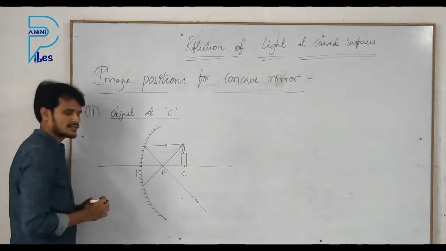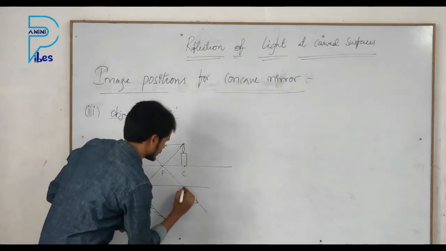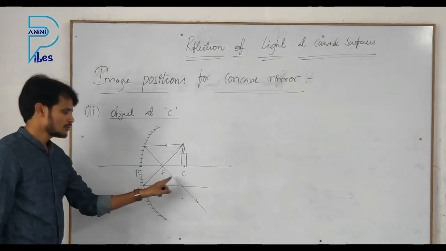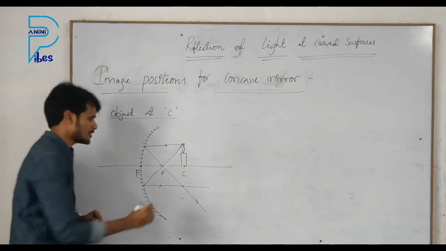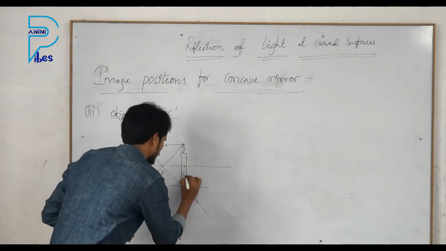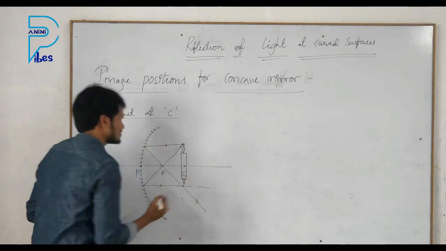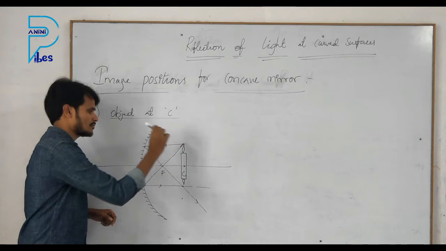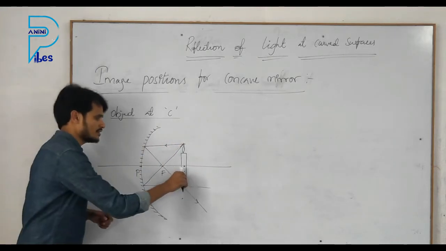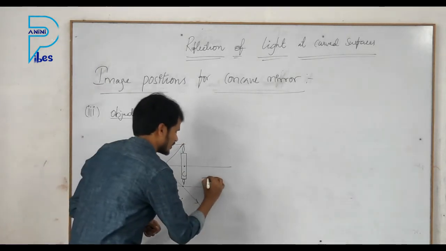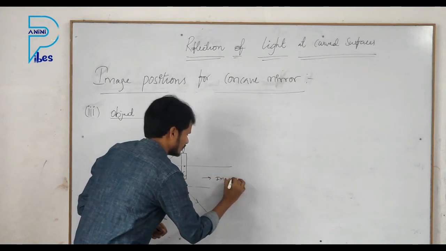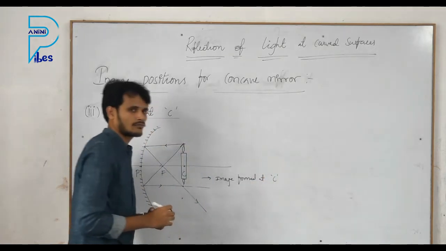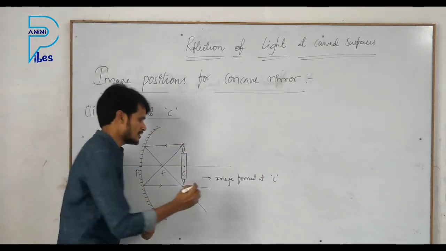And we know that the reflection is parallel to the principal axis. Here the two reflected rays intersect. That is our image point. Here the image is formed, exactly at C only. That means if you are placing the object at C, the image also forms at C. Let's write: image formed at C. Object placed at C, image also forms at C only.